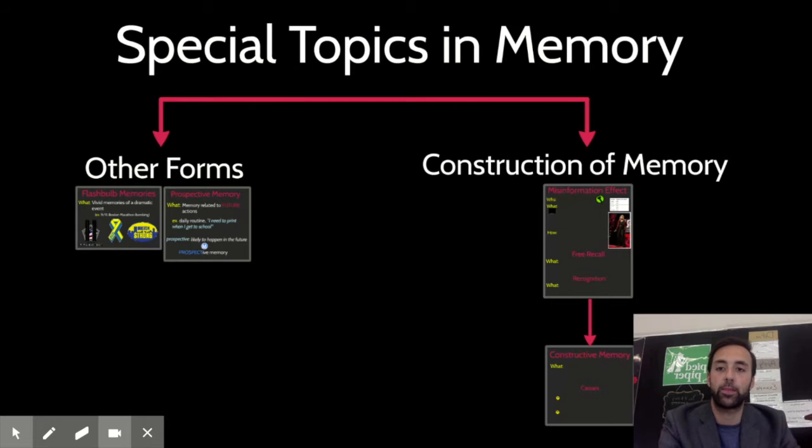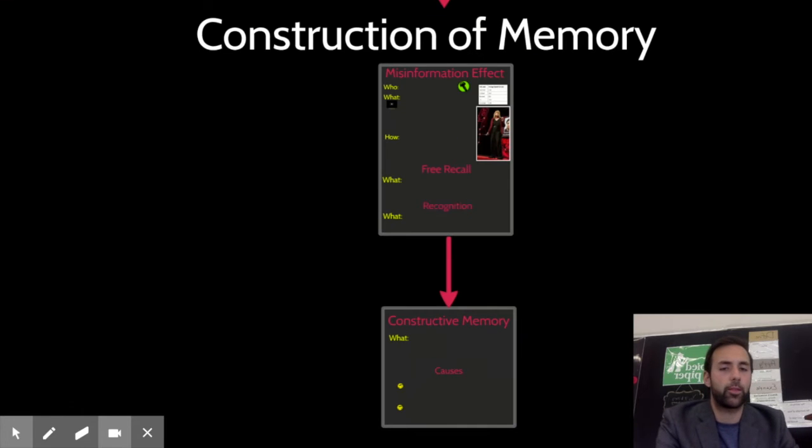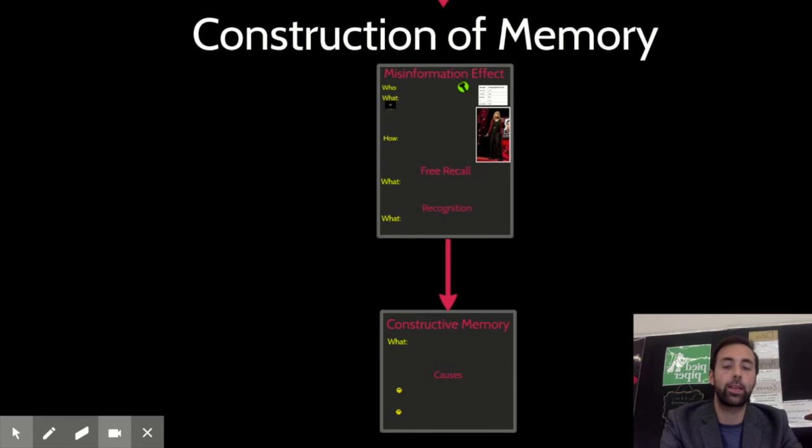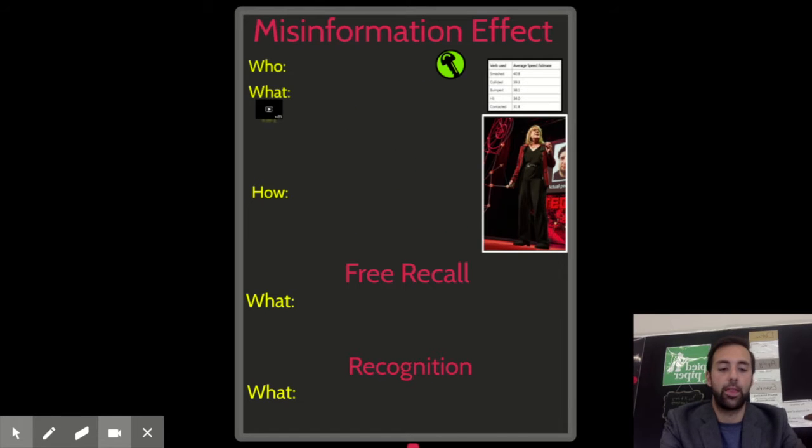Opposing those two forms of memory that don't really fit perfectly into any of the other previous categories that we've talked about is what we call construction of memory. This might be one of the first times that we've seen this different icon. It is a green key icon. This icon represents key psychologists.